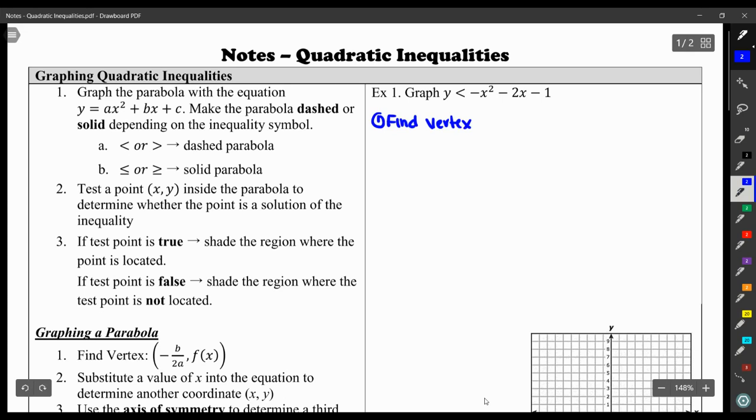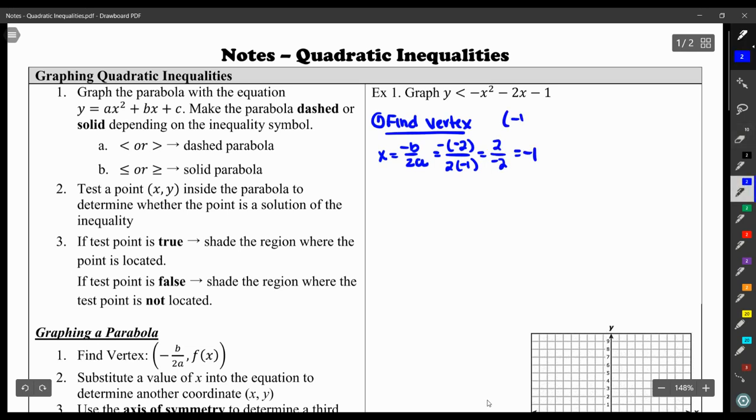Since this is in standard form, we find the vertex by finding the axis of symmetry and then plugging this value back into the inequality to figure out the value of y. So to figure out x, we're going to take negative b, so negative of negative 2, all over 2 times a, which is a negative 1. And simplify. So we get a positive 2 over negative 2, which equals negative 1.